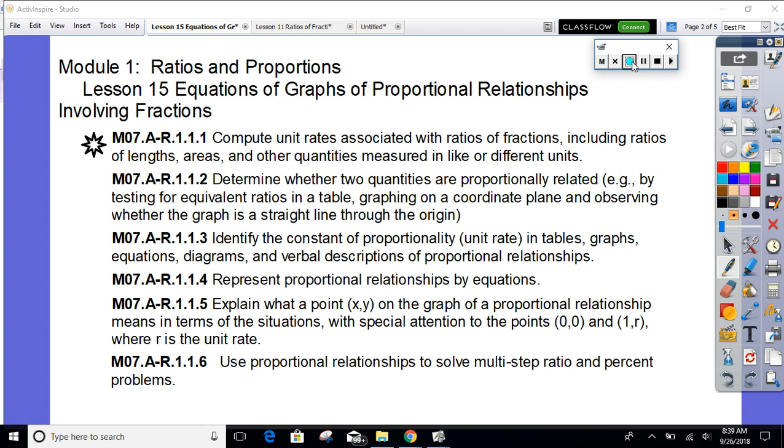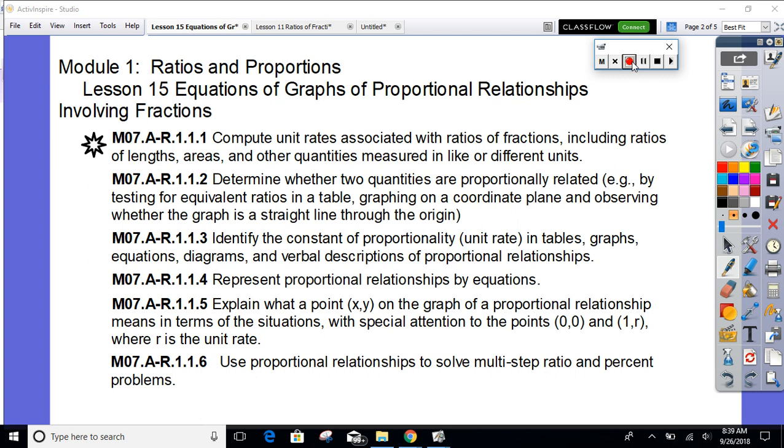Nope. All right, so today's lesson is called Equations of Graphs of Proportional Relationships Involving Fractions. So we have written equations for graphs before. Now we're just kind of tying it together. So we're looking at proportional relationship graphs. We're building tables. We're just doing it with fractions. It's not that there weren't any before, but today's will all be fractions.